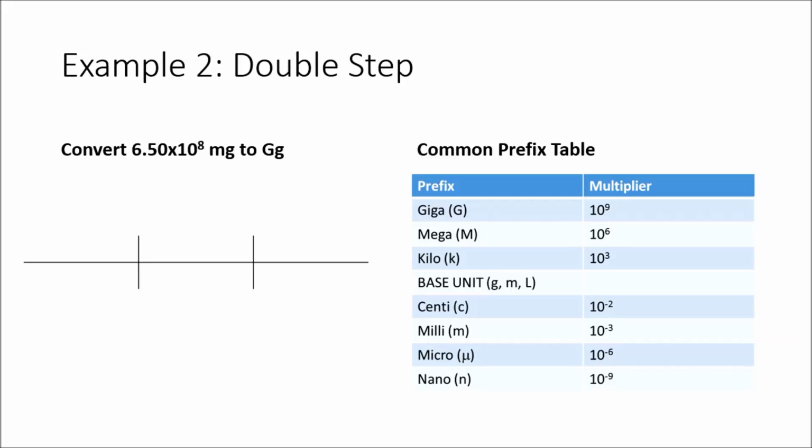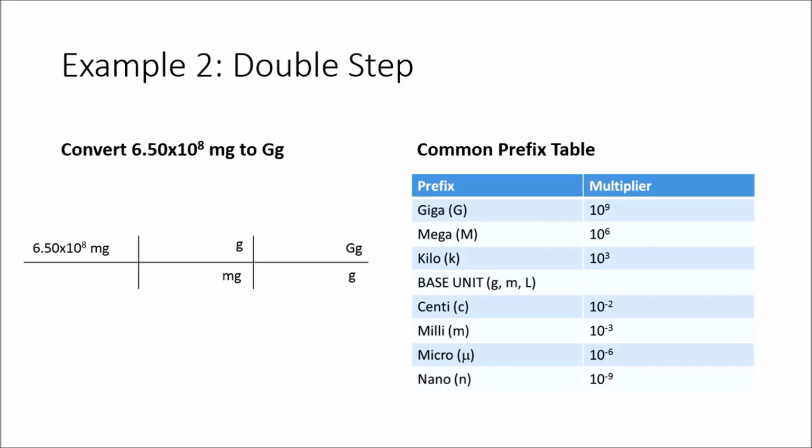Let's start with what we're given, 6.50 times 10 to the 8th milligrams. We want to get rid of those units of milligrams and change that into units of grams because there is a single step conversion for that. Then we're going to take those units of grams and convert them into units of gigagrams. Again, a single step conversion. So this double step is really just 2 single steps. Now, the units that appear both in the numerator and the denominator, like milligrams and grams, they will cancel.